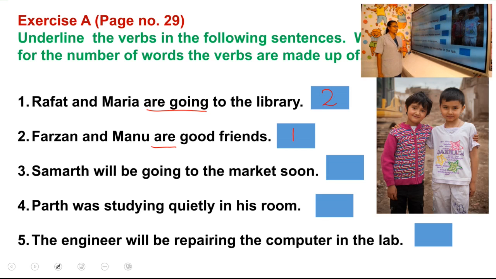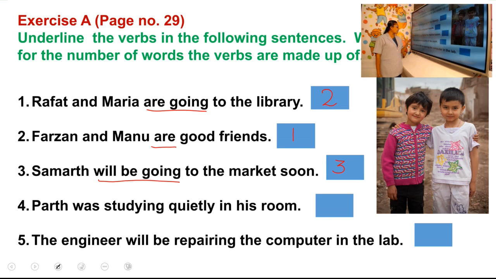Now question number 3. Samarth will be going to the market soon. So which is the verb in this sentence? Will be going. How many words? This verb is made up of how many words? 3 words. Will be going. So you can write number 3 here.